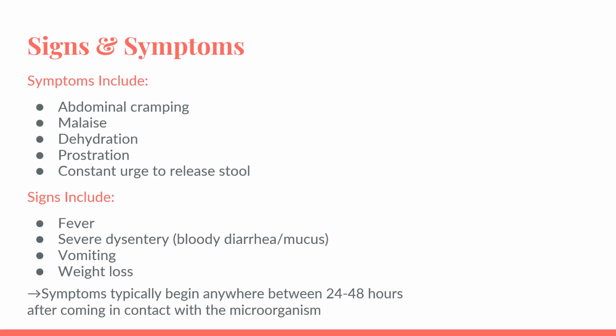Signs and symptoms. Symptoms of this disease include abdominal cramping, malaise, dehydration, prostration, and the constant urge to release stool. Signs of this disease include fever, severe dysentery, which means bloody diarrhea or mucus, vomiting, and weight loss. Symptoms typically begin anywhere between 24 to 48 hours after coming in contact with the microorganism.